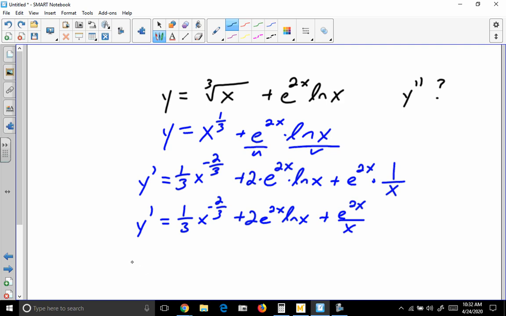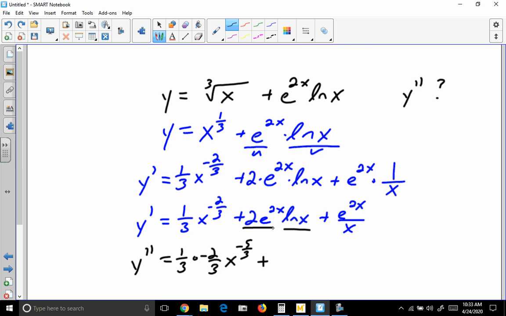So now if we want our second derivative, we bring our negative 2/3 down. So we have a 1/3 already. Bring the negative 2/3 down. x to the 1 less power. If we subtract 1 from that, we would have negative 5/3. And then to take the derivative of this, we would have to use the product rule again.